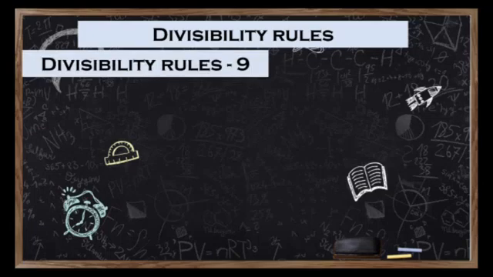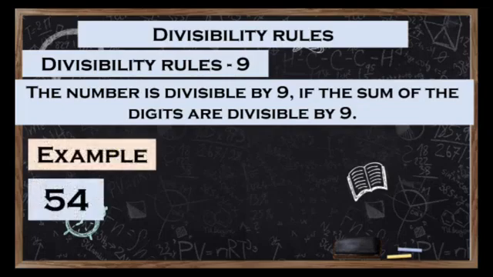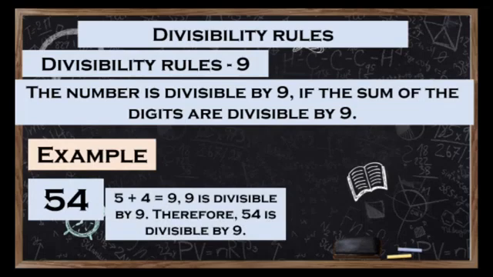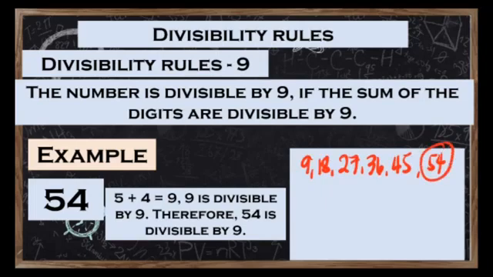Divisibility rules by 9. The number is divisible by 9 if the sum of the digits is divisible by 9. Example, 54. When we add the digits, we have 5 plus 4 is equal to 9. 9 is divisible by 9. Therefore, 54 is divisible by 9. Let us keep count. 9, 18, 27, 36, 45, and 54. So 54 is also a multiple of 9. Therefore, 54 is also divisible by 9.